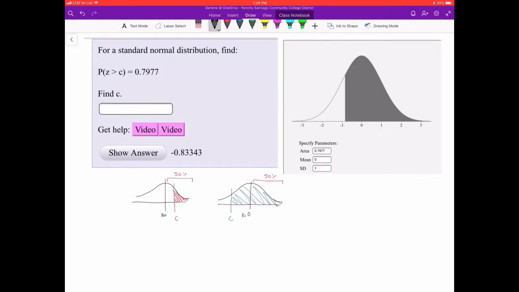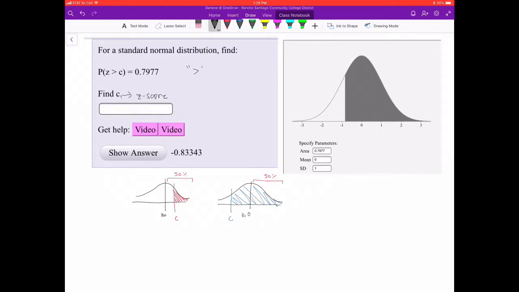Hi, in this example, we'll be finding a z-score for a given area. For a standard normal distribution, find the probability of z greater than c that is equal to 0.7977. Find c. So the probability that all z-scores are greater than some other z-score, c, means that we have to find this z-score. We have to find a z-score in which all z-scores are greater than it. That area under the curve is 0.7977.